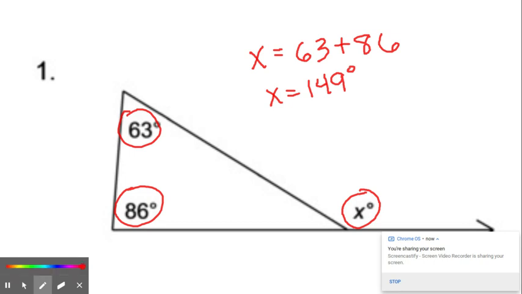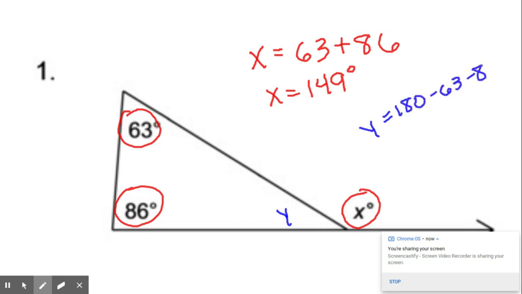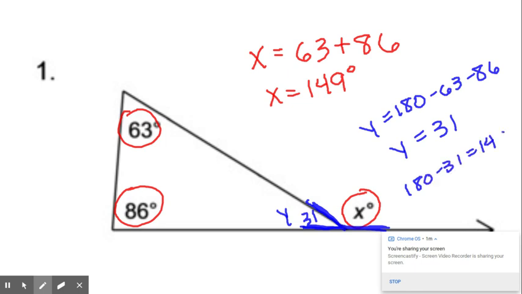The longer way of doing that is you can use the triangle interior angle sum theorem and then a linear pair to get there. To find this angle right here, we'll call it y, we could take 180 minus 63 minus 86, and that gets us an answer of 31. Now if this is 31 degrees, we know that this angle and this angle create a linear pair. As we know, linear pairs create straight lines, which are 180 degrees. So you could then take 180 minus 31, and you get your answer of 149, which we got above. So two ways to look at this.